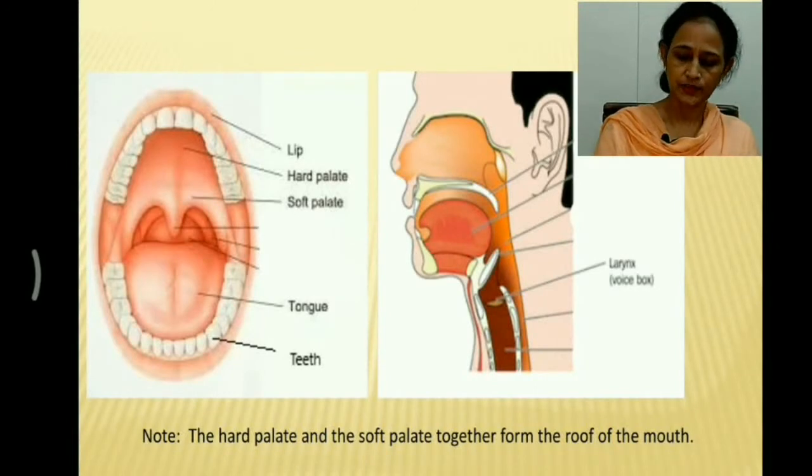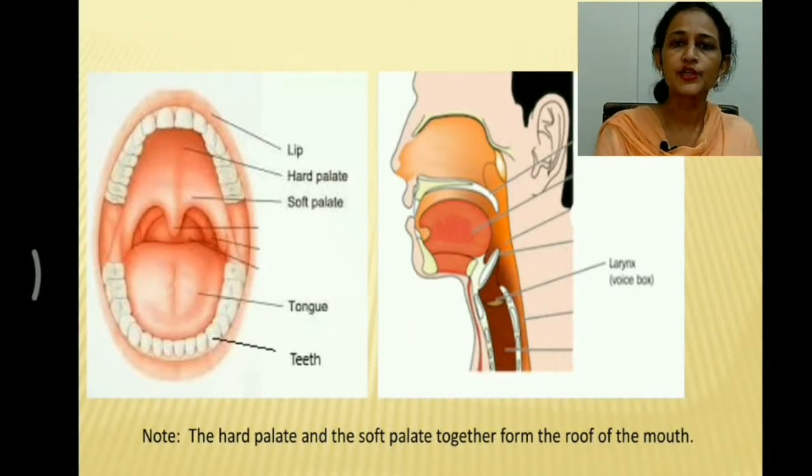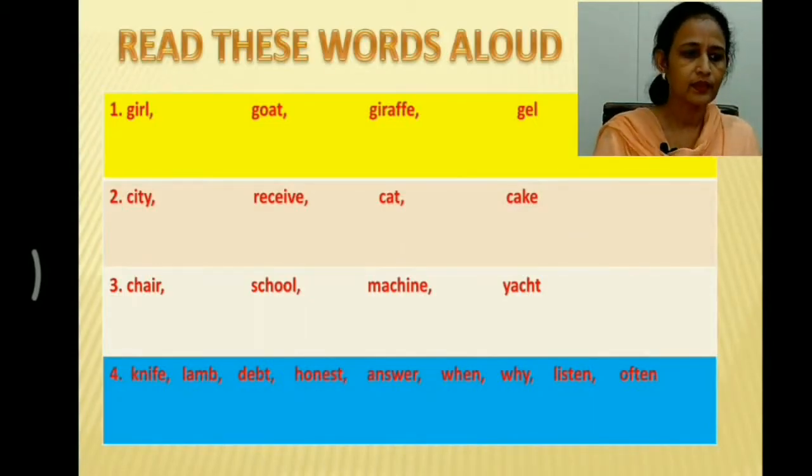Well, to begin with the session, let us have a quick look at some words and read them out aloud. The first set has the words girl, goat, giraffe, gel. The second set has the words city, receive, cat, cake. The third set: chair, school, machine, yacht. The fourth set: knife, lamb, debt, honest, answer, when, not when, it's when. Why, not why, it's why. Listen and often. What did you notice?